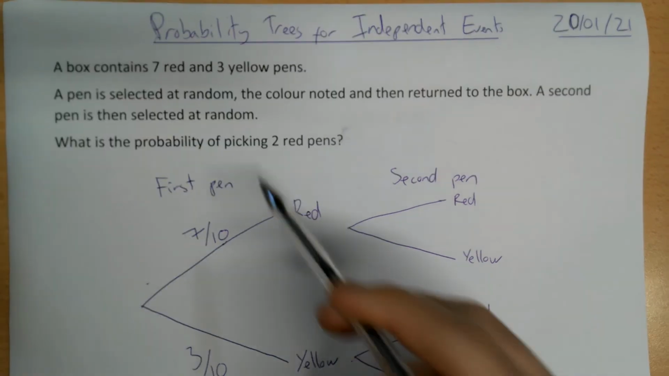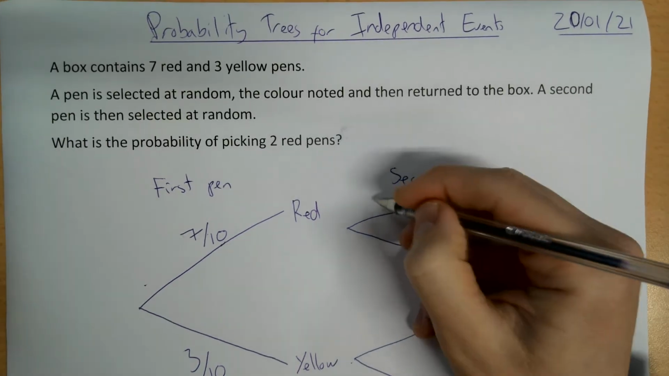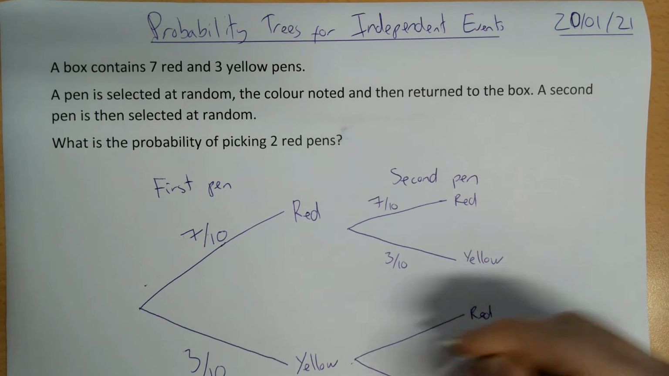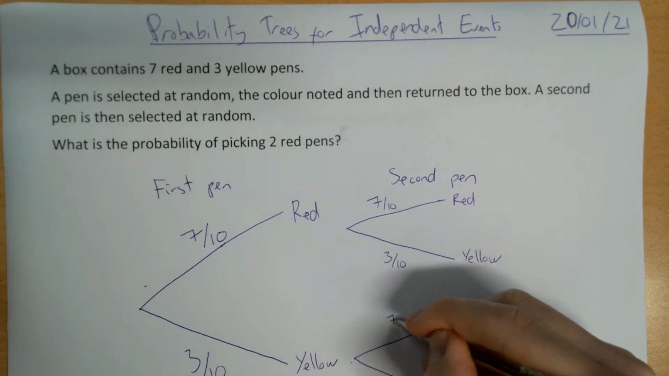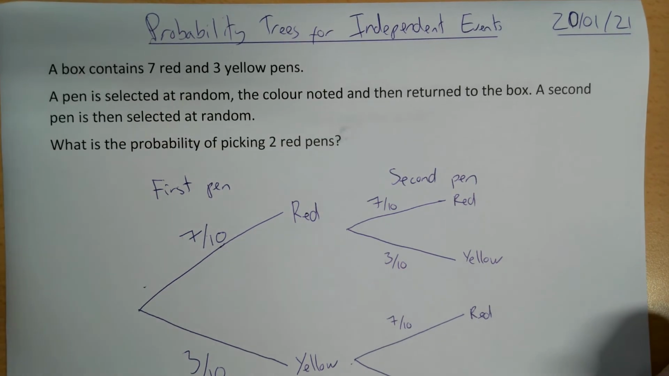And again, the pen is put back in the box. The first one is put back in the box. So the probability of getting red is still 7/10, and the probability of getting yellow is still 3/10. And here, again, the probability of getting red is still 7/10, and the probability of getting yellow is still 3/10.